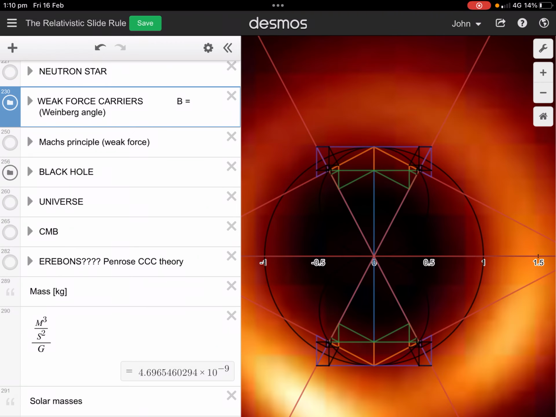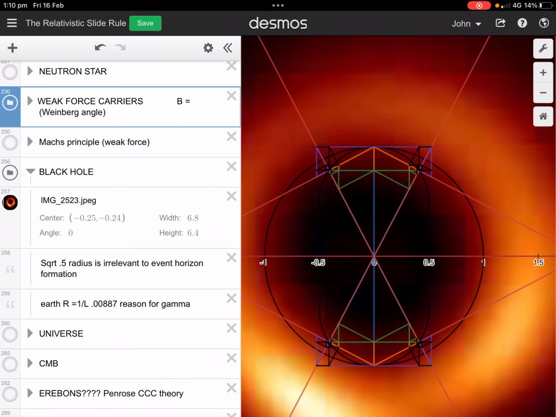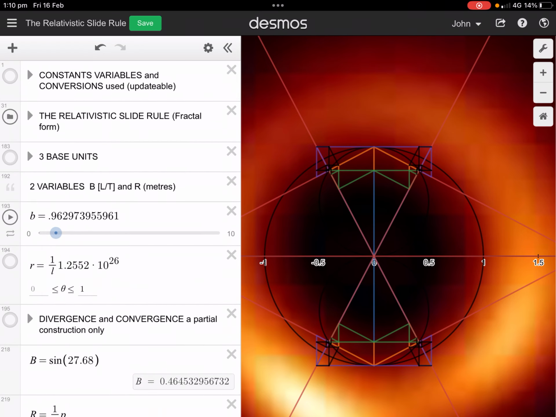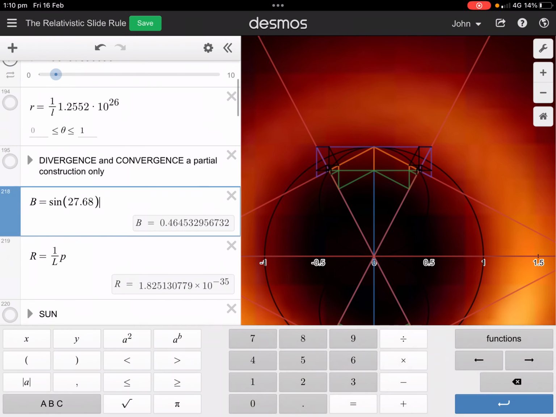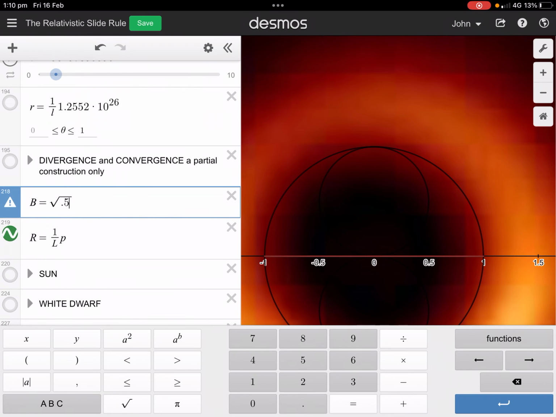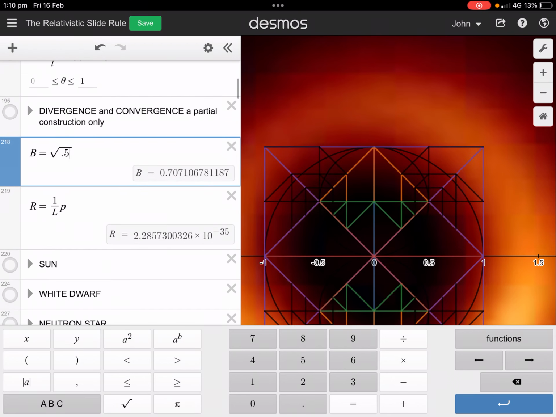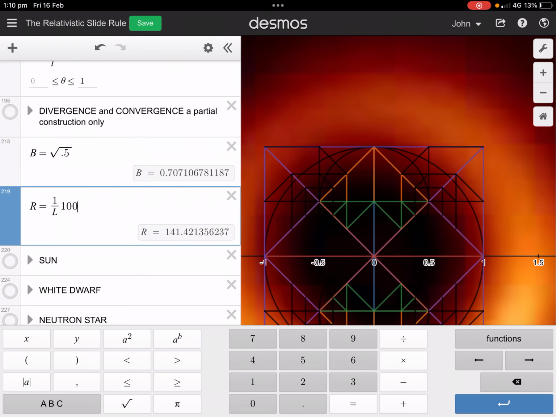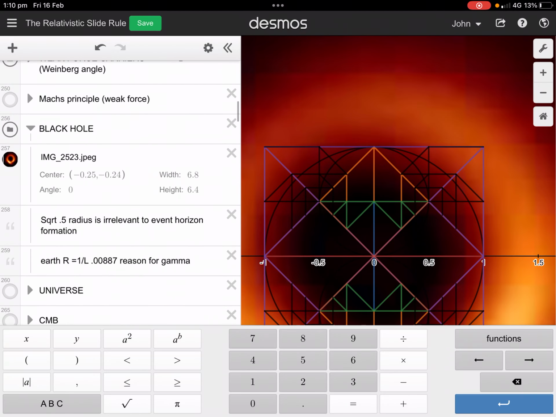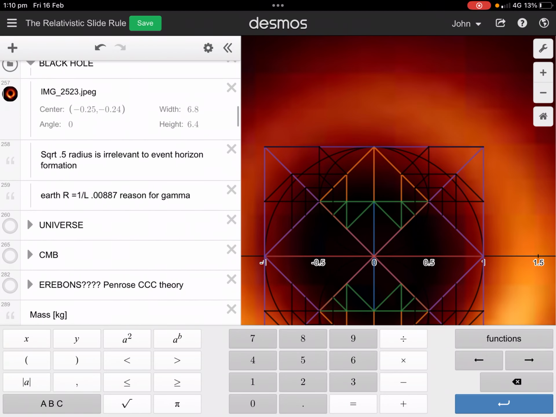Well, the only thing we're going to get after that is a black hole. And all black holes form, according to the slide rule, at 0.7071, or to be exact, the square root of 0.5. And the radius doesn't matter. I think that the smallest radius for a stellar black hole is about the same as a neutron star actually.